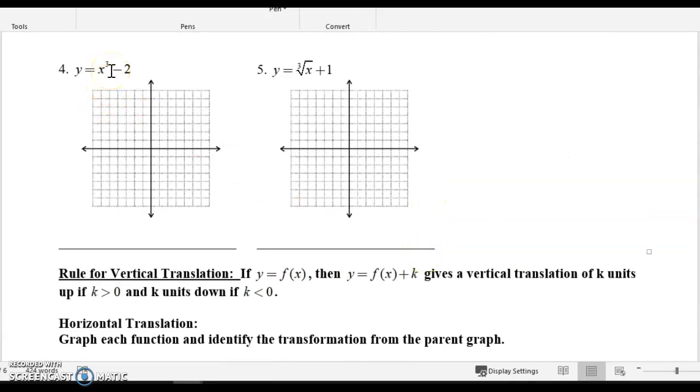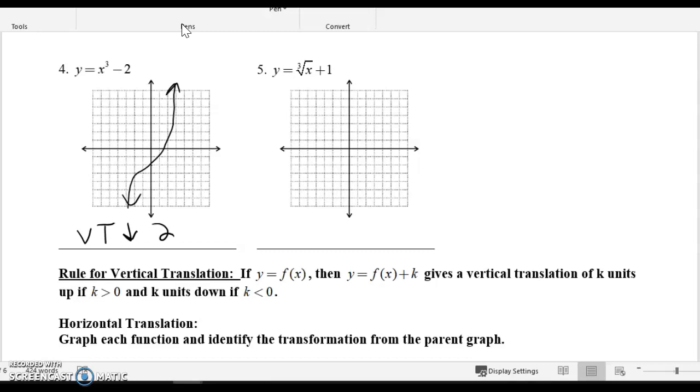Then we have our cubic function. It's x cubed. That's our parent graph. We need to take it and shift it down 2. So you take your graph, you're going to shift it down 2. So it's going to look like that. It's a vertical translation down 2. Just classifying what is happening to our graph.